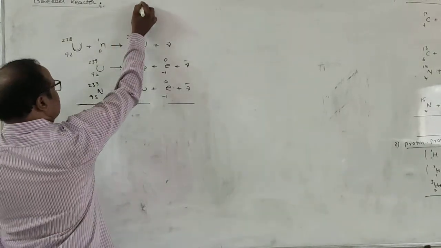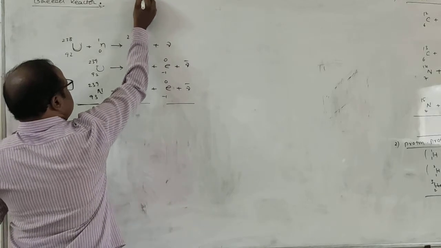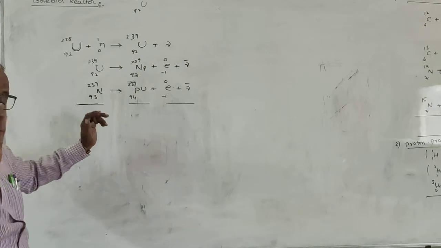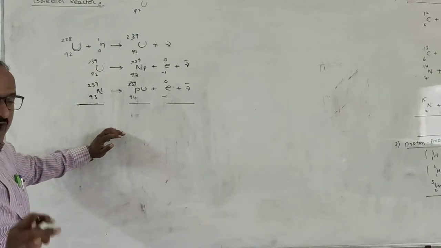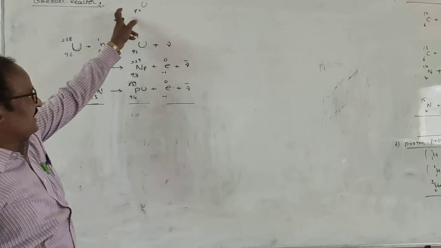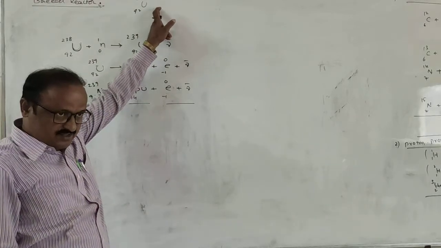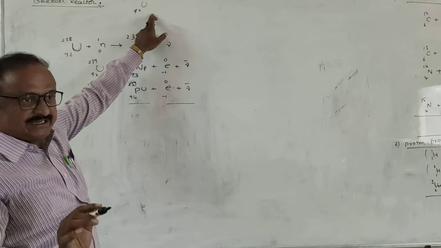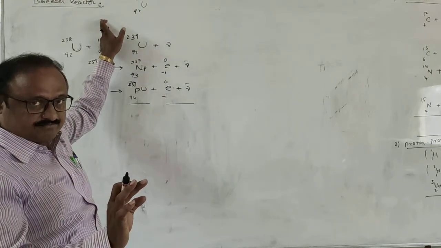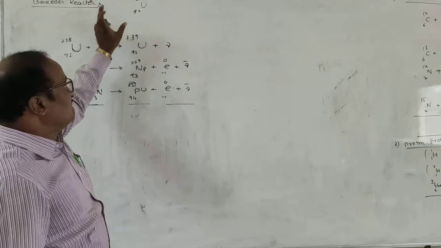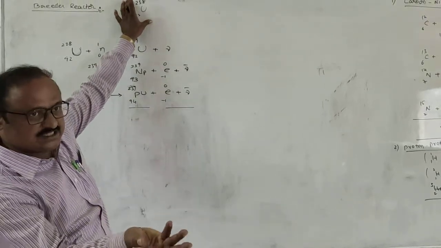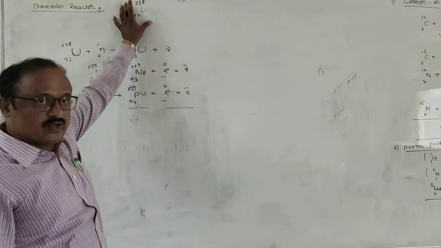Uranium-238 is a non-fissionable material. Non-fissionable material means it cannot be split up into two fragments easily by using a thermal neutron. So that's why it is a non-fissionable material. This non-fissionable material is used in the breeder reactor, and it can also be split up into some fragments and also produce nuclear fuel.